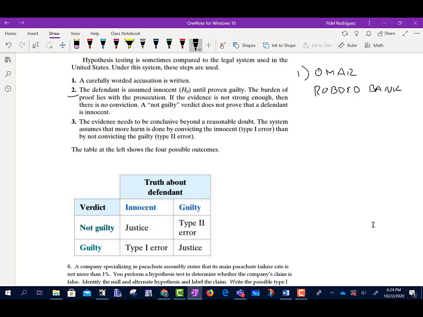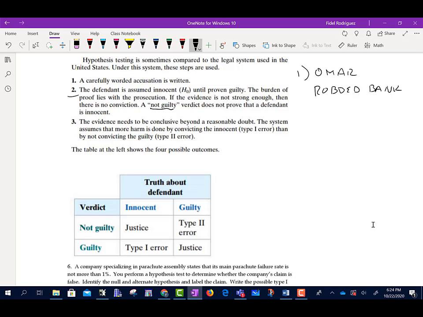Okay, and so let's take a look at number two. The defendant is assumed innocent. So the assumption is I'm innocent until I'm proven guilty. The burden of proof relies with the prosecution. If the evidence is not strong enough, then there is no conviction. A not guilty verdict does not prove that I was innocent, right?